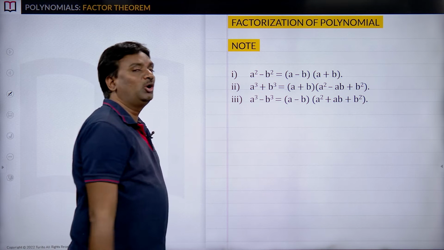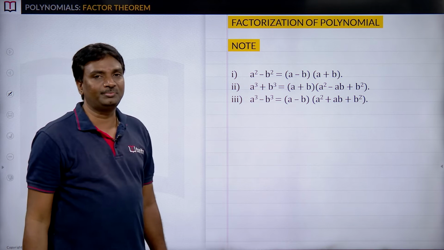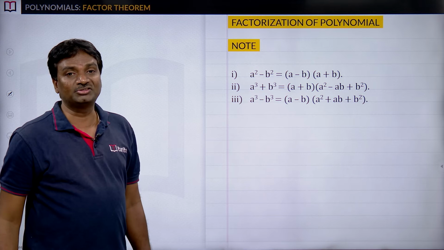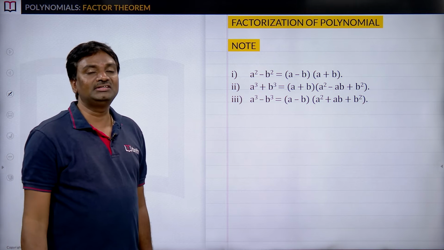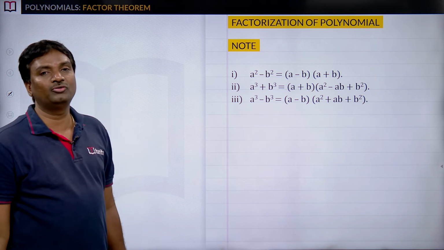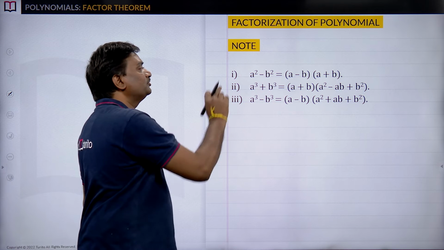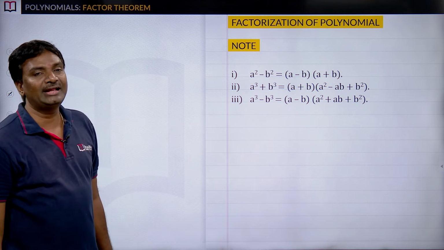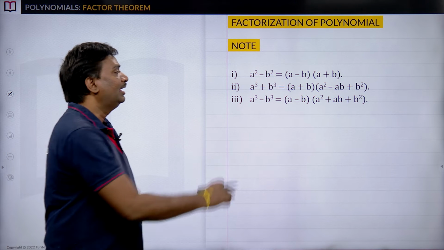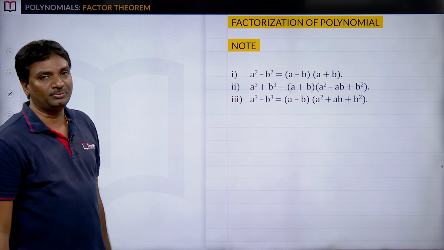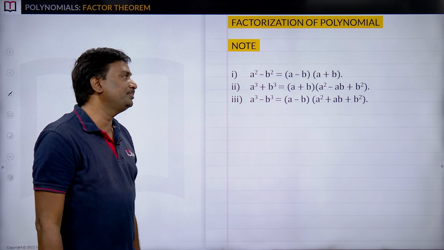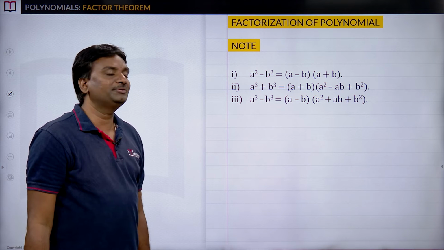If the given polynomial is in the form of a square minus b square, just as we applied to x square minus 16 by writing 16 as 4 square, x square minus 4 square, a minus b into a plus b. So a square minus b square can be represented as a minus b into a plus b. Next, if we take a cube plus b cube, we can express that as a plus b into a square minus ab plus b square.